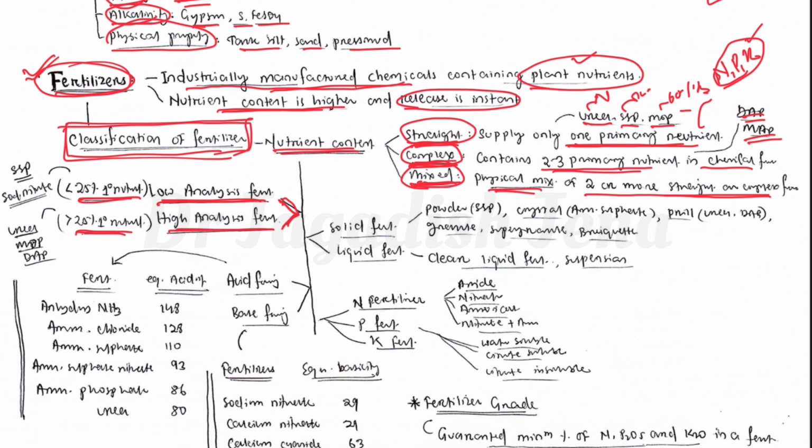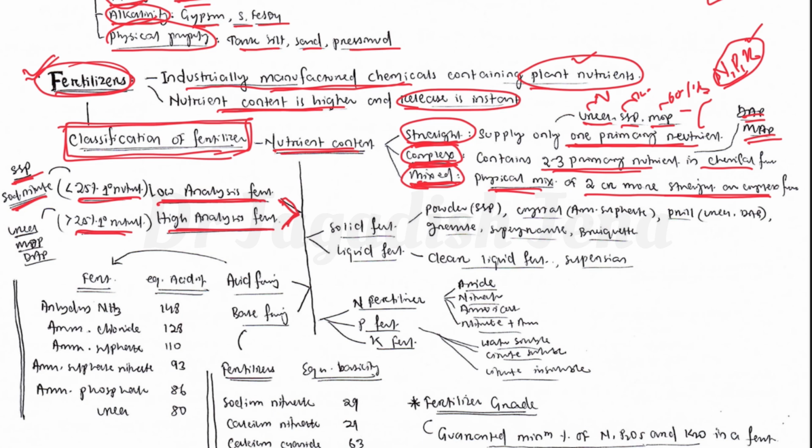So what are the examples of low analysis fertilizer? You can say SSP, single superphosphate. What is the nutrient content? Nitrogen 0%, phosphorus 16%, potassium 0%, so total 16%. So that is one example of low analysis fertilizer. Then again, sodium nitrate has 13 to 15% nitrogen and nothing else. So that is a low analysis fertilizer.